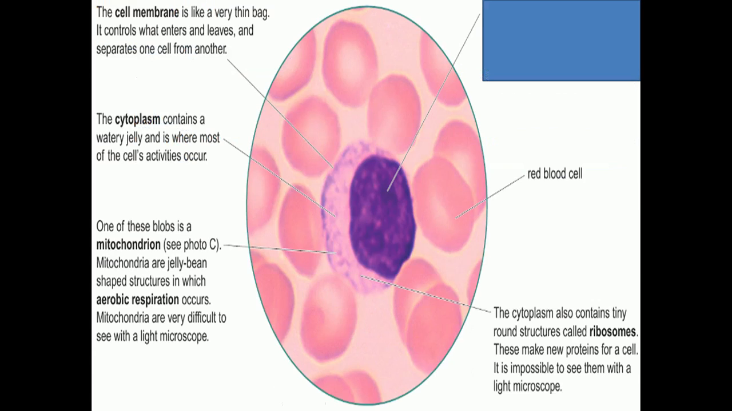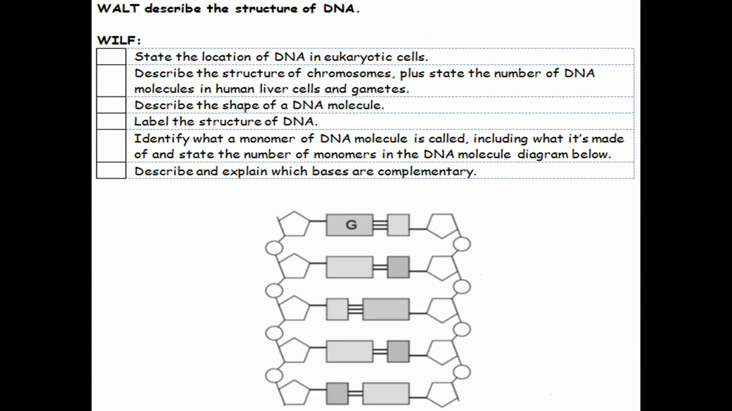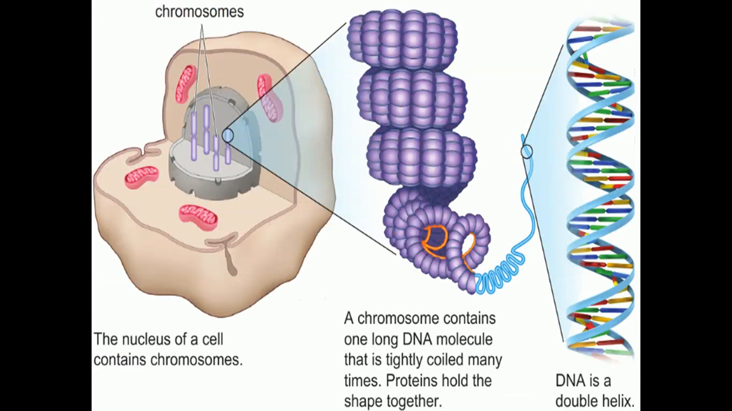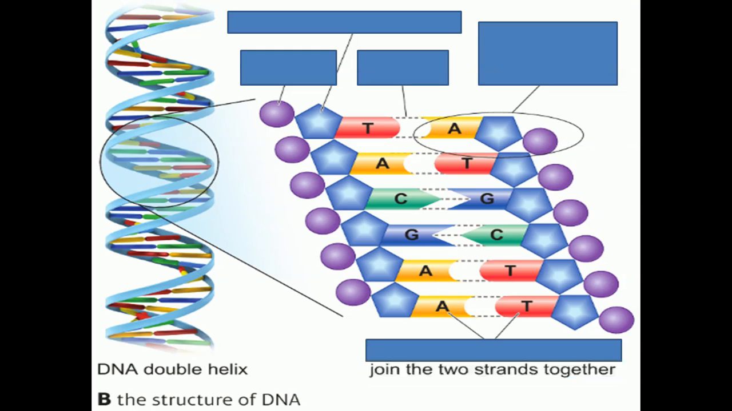DNA is located in the nucleus of eukaryotic cells. It forms part of the chromosome structure that also contains proteins, which hold the shape of the DNA together. The structure of DNA is a double helix that contains two strands. These two strands are held together by complementary base pairs.